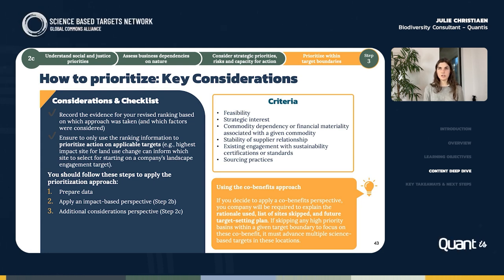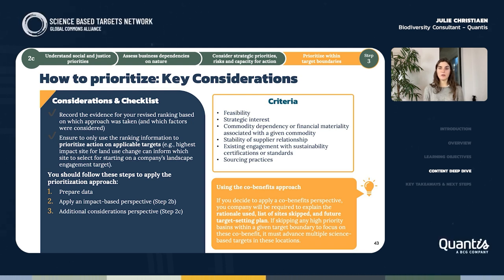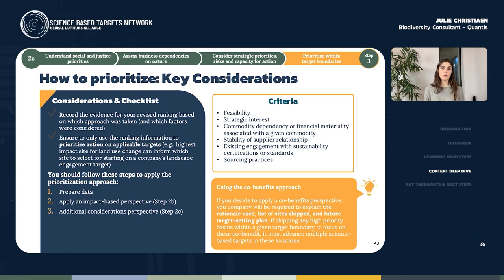Now that we've covered the 3 approaches for prioritization, let's highlight some key considerations. First, remember that prioritization can only happen after having completed boundary definition and ranking in Step 2A and Step 2B, and it must be applied within each target boundary, so not across them. You will need to record evidence for your revised rankings, explaining what are the factors that are considered, with at least one required among stakeholder engagement, business dependencies, or strategic interests that we have seen just before. Explain why the factors that you have chosen are relevant and which data sources you use to evaluate them.